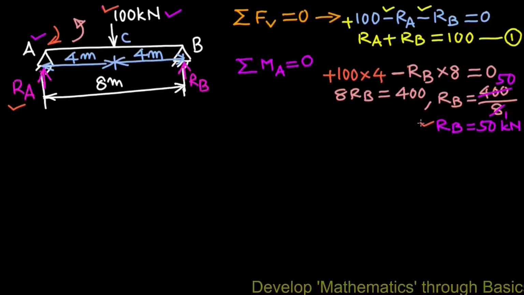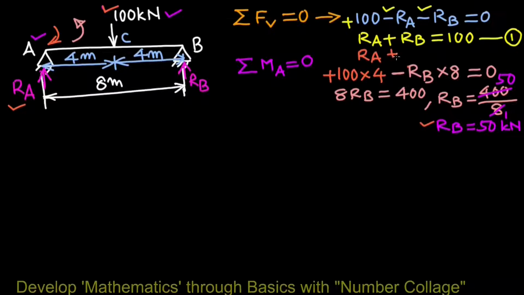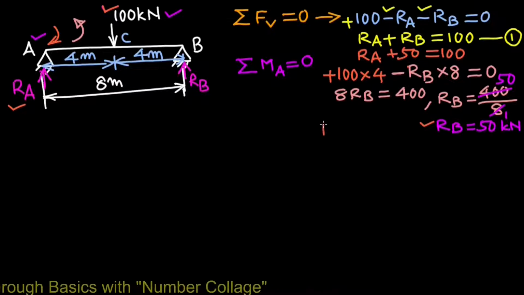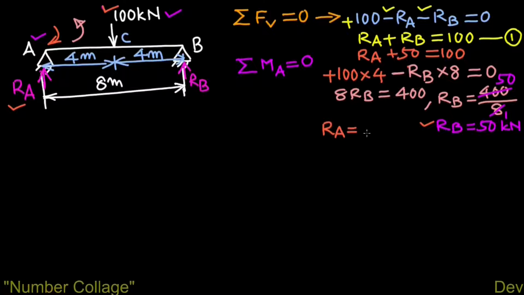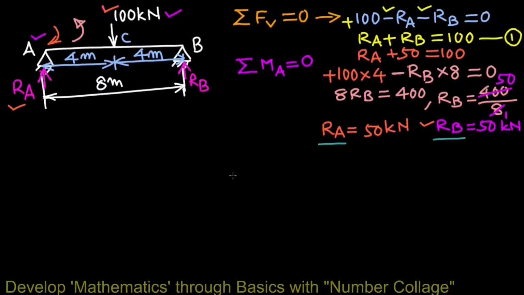Now using RB in this equation, we get RA plus 50 equals 100. So that will give us RA equals 100 minus 50, that is 50 kilonewton. So we got both the values of RA and RB. Now we will do shear force calculations.